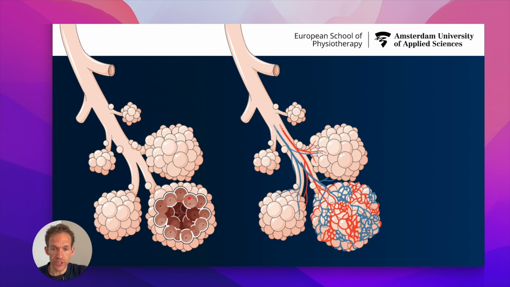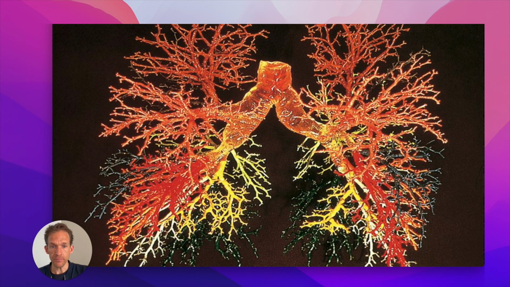On the left-hand side, you can see that all these small alveoli are also interconnected, so air can easily flow from one alveolus to another, and that will make up for a huge surface of diffusion, pretty much the size of a tennis court. This is a beautiful picture taken from a real lung.